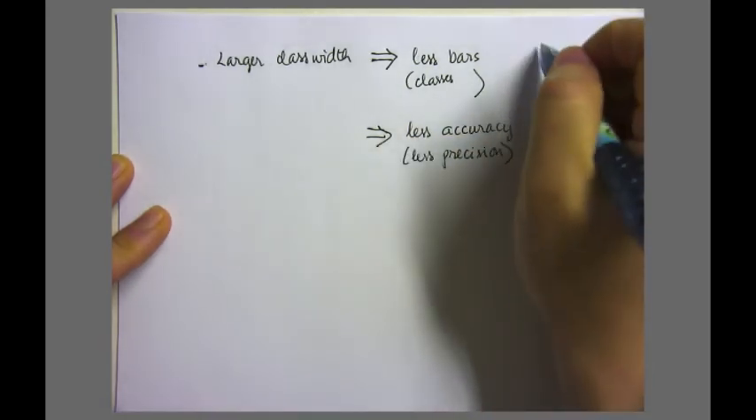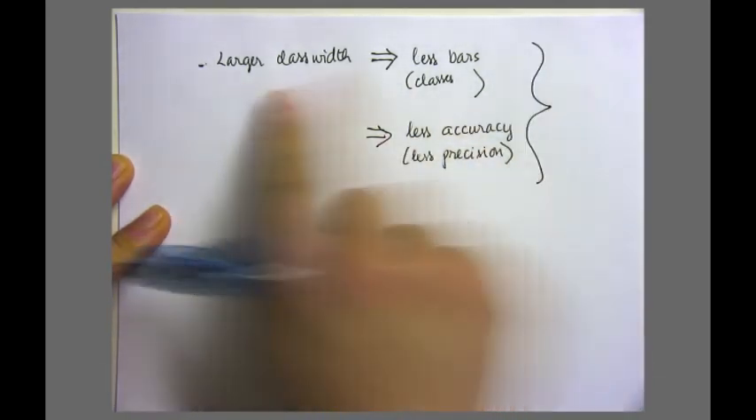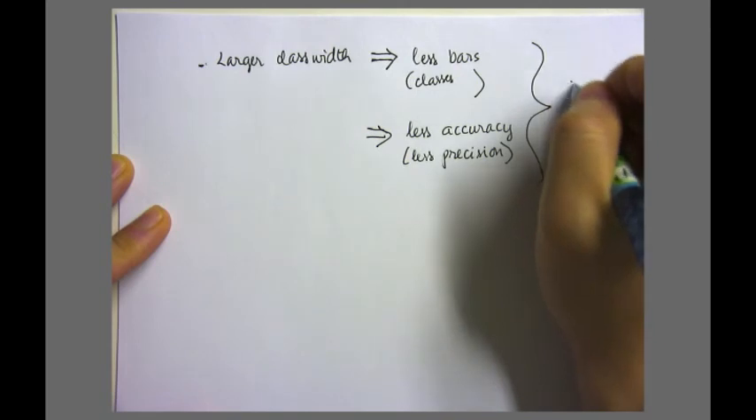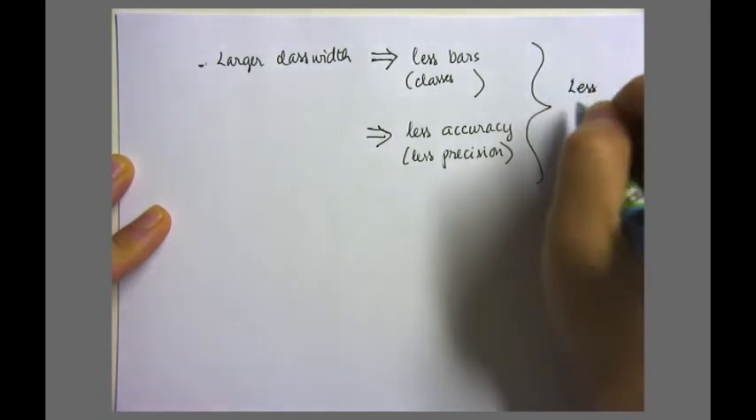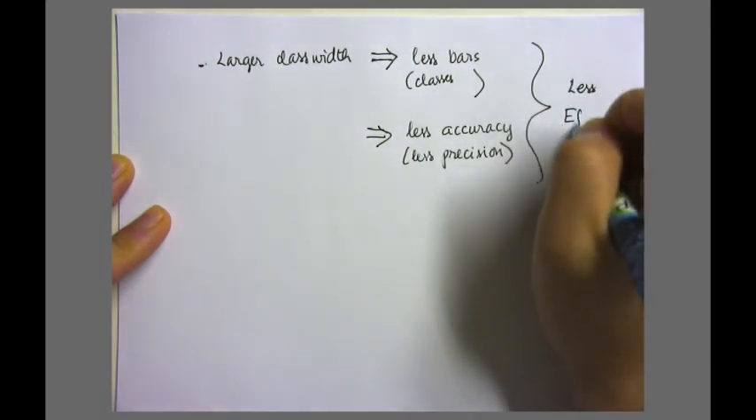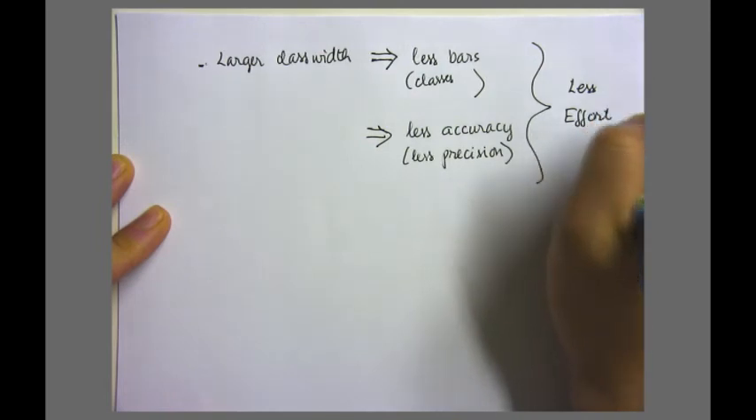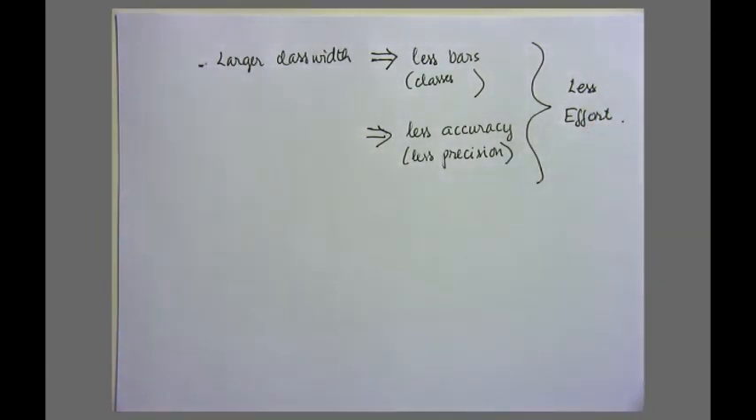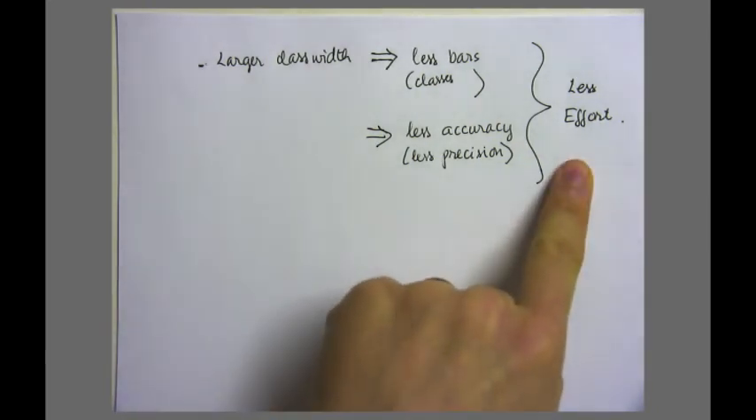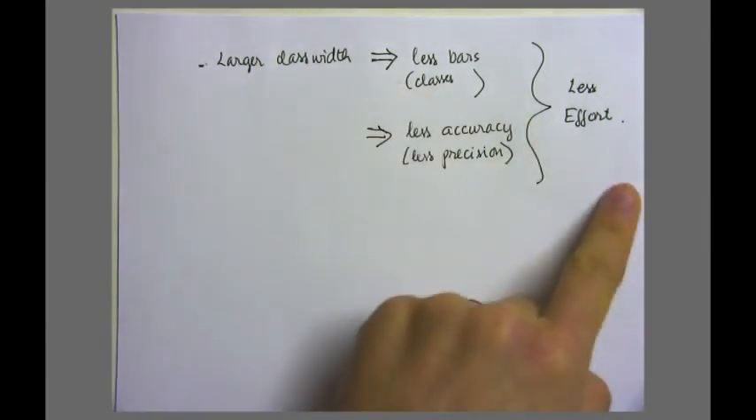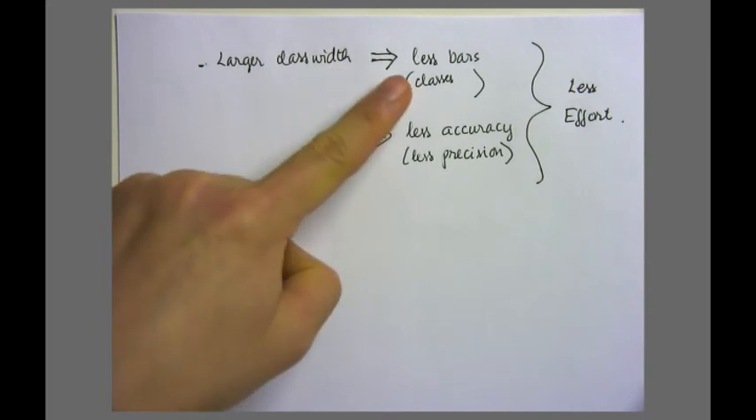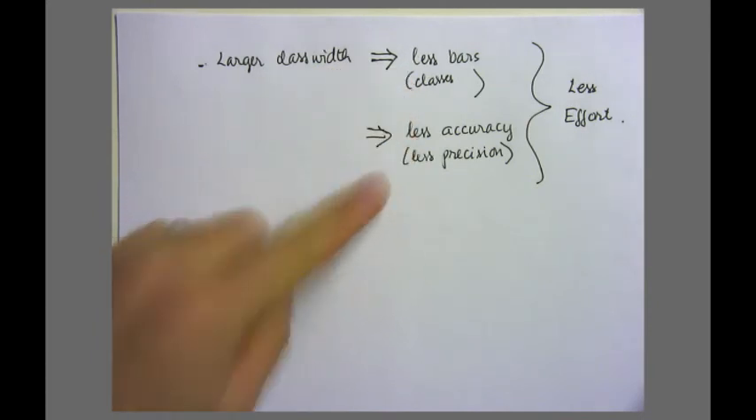But for us it's less effort, because it's less effort to draw the bars. So it's a good thing for us. Larger class width, less effort for us, but then it implies fewer bars and less accuracy.